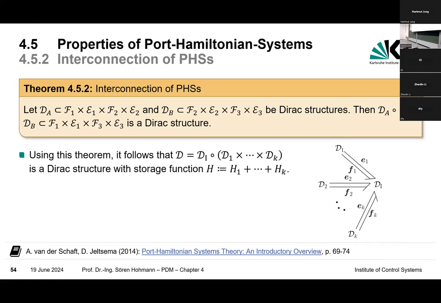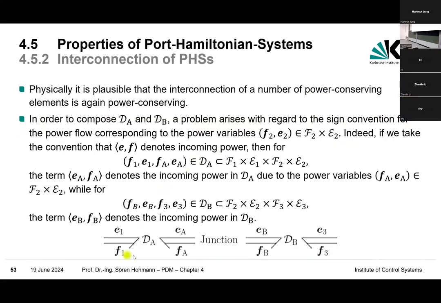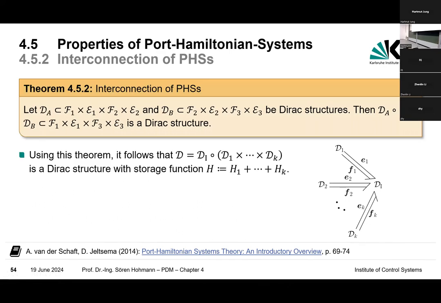What should happen? There is nothing else, but from a mathematical point of view, if you want to be really precise, the signs have to be looked at. Why? Usually, for the Dirac structure, the signs point into the Dirac structure, so every bond points into the Dirac structure. That's our definition. So we have a certain sign convention for both Dirac structures. So there is a certain misconception at that point if you put the junction here, and you have to check what happens for the integrated Dirac structure. But this can be done.